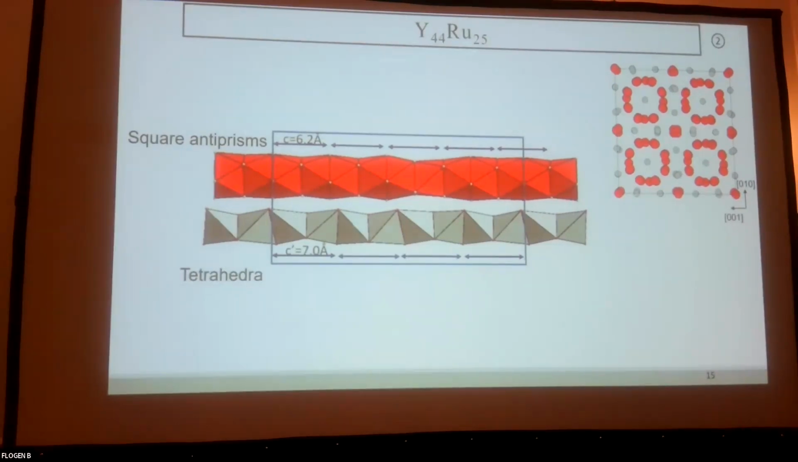And just to introduce the yttrium 44 ruthenium 25 compound to have an idea of the structure. So this structure contains the square antiprisms, and on the other hand, these tetrahedra, and they match up in case of the square antiprisms of the 1, 2, 3, 4, 5, 6, 7, 8, 9. And in case of tetrahedra, after the 1, 2, 4, 5, 6, 7, 8 period.